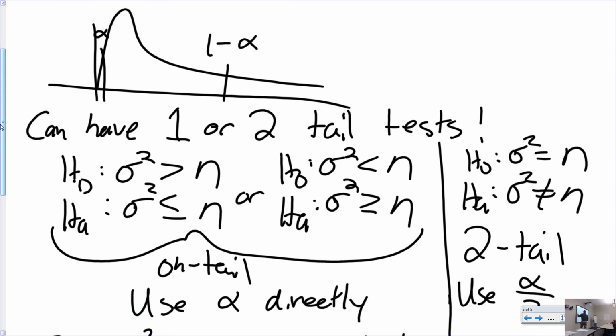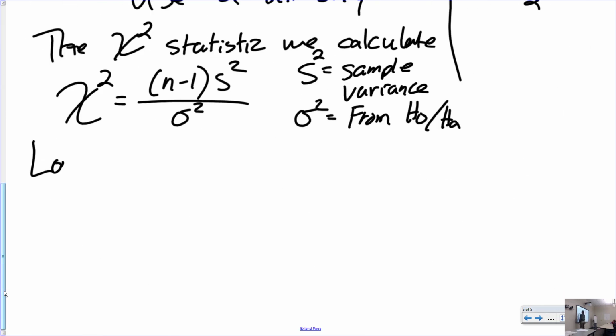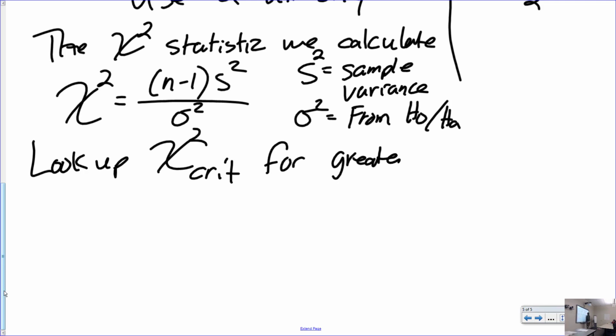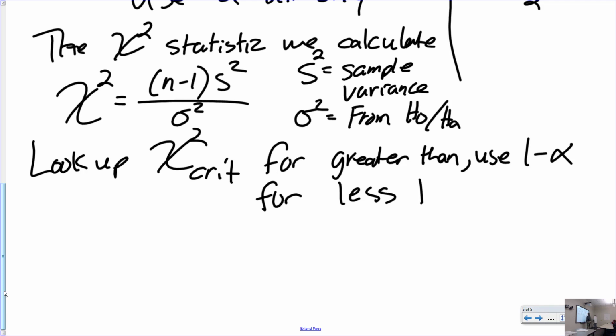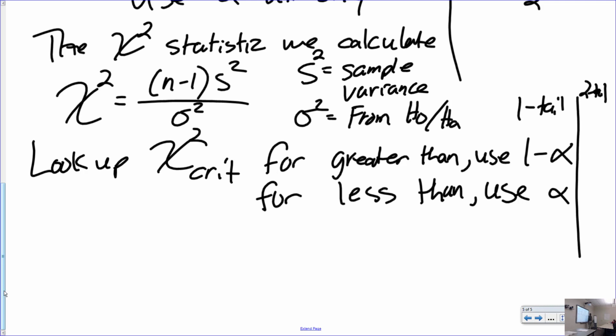So when you look up your chi-squared critical, okay? Look up chi-squared critical. For greater than, use 1 minus alpha. For less than, use straight alpha. Unless it's a two-tailed test, and then you use 1 minus alpha over 2 and alpha over 2. Okay? So this is the one-tail version, and the two-tail version is just 1 minus alpha over 2 and alpha over 2.